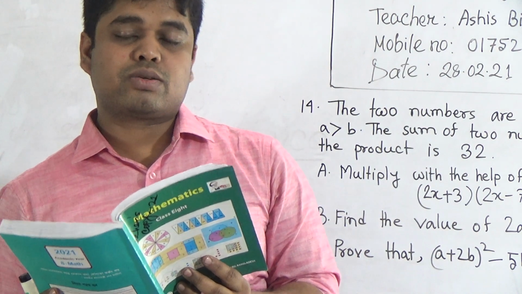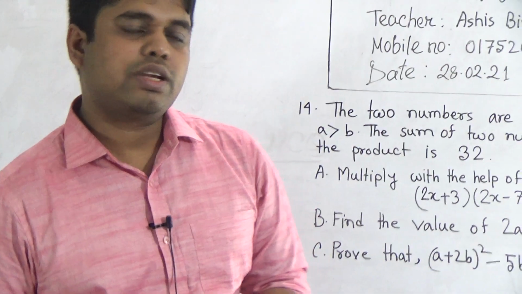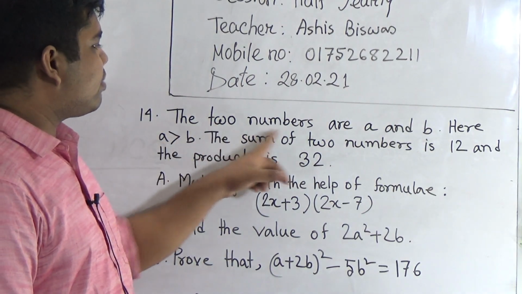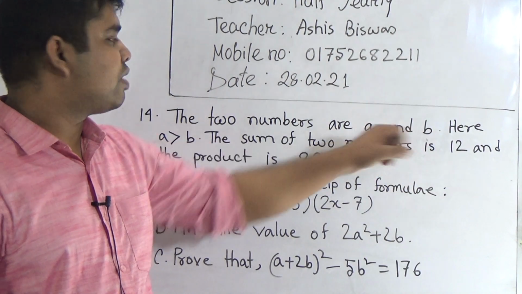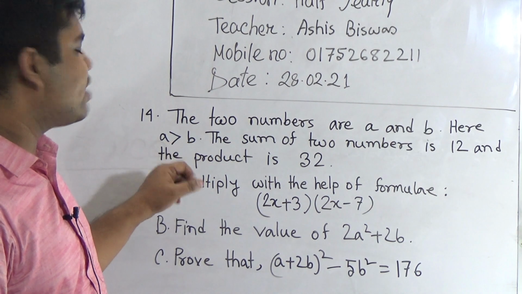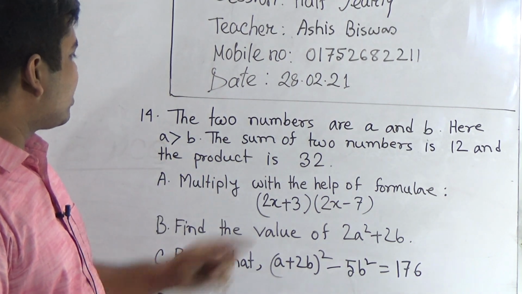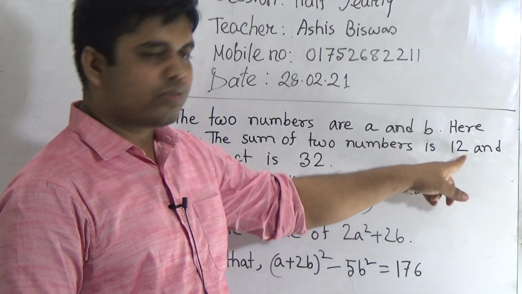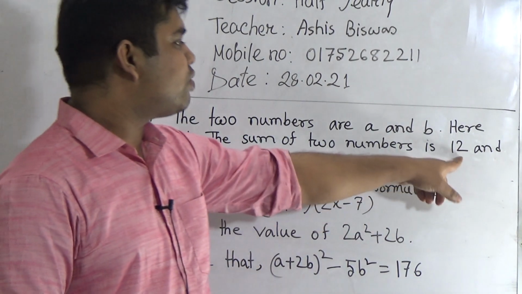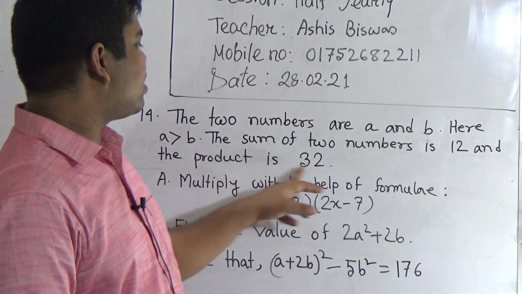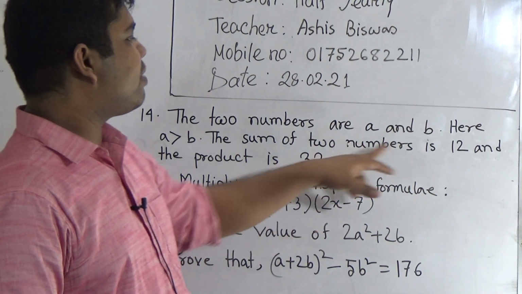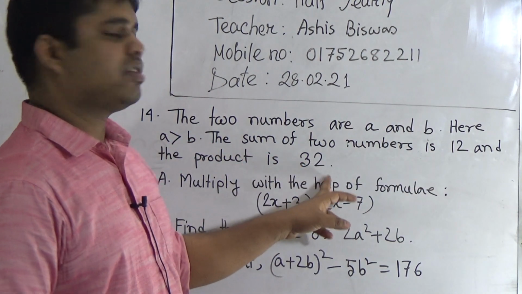I have already written this question on the board. So in order to solve this question, at first we read the question. Notice, the two numbers are A and B. Here A is greater than B. That means the value of A is greater than B. The sum of the two numbers is 12. That means if we add A and B, we get 12. And the product is 32. That means if we multiply A and B, we get 32. That means A plus B equals 12 and AB equals 32.